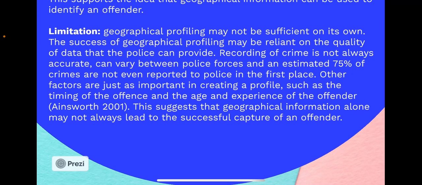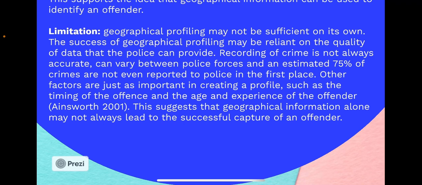Then we have a limitation. So geographical profiling may not be sufficient on its own. The success of geographical profiling may be reliant on the quality of data the police can provide. So if we don't get good quality data, then geographical profiling may be difficult, and we might need to use other investigative techniques to help us identify an offender.